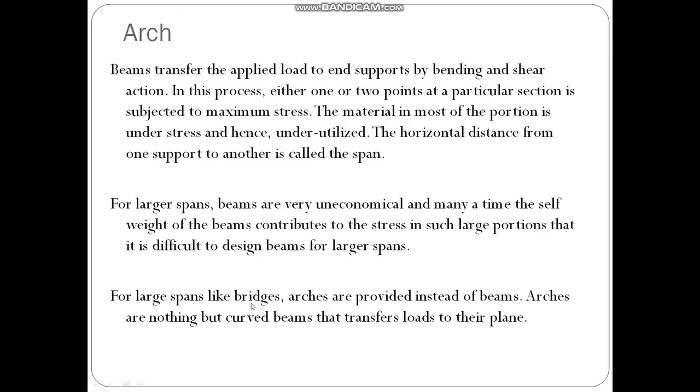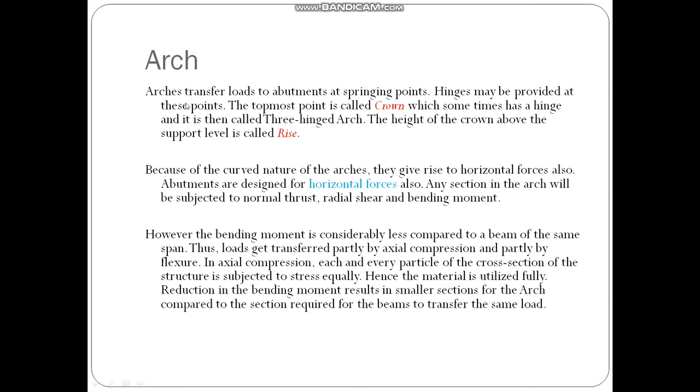For large spans like bridges, arches are provided instead of beams. Arches are nothing but curved beams that transfer loads in their plane. Arches transfer loads to abutments at springing points. Hinges may be provided at these points. The topmost point is called the crown, which sometimes has a hinge, and it is then called a three-hinged arch. The height of the crown above the support level is called rise.